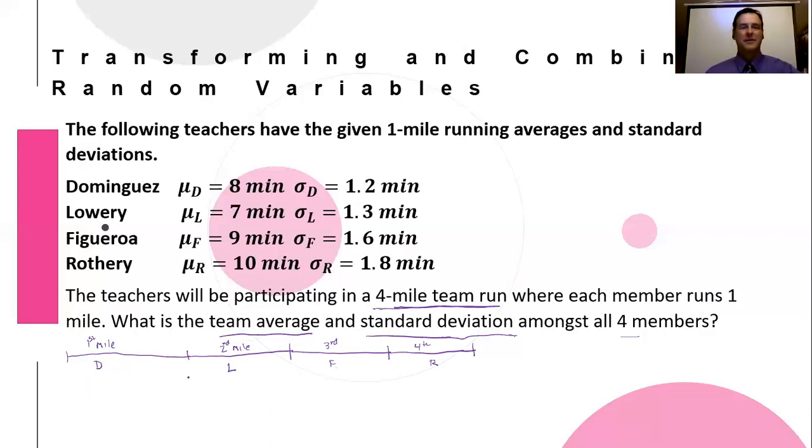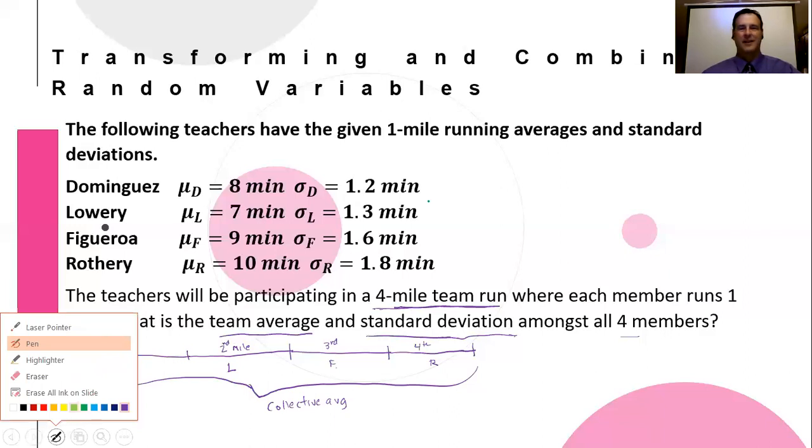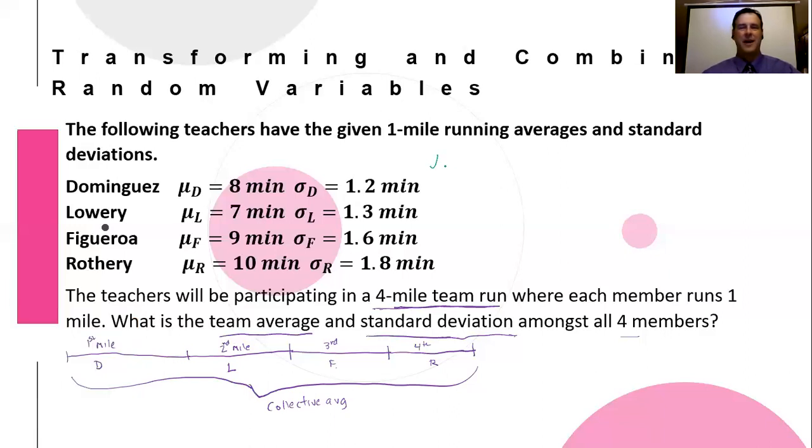What I want to know is the collective average time of the 4 of us. Now, when I say average, it's not the average 1 mile time, it's the average 4-mile time, because we're doing a 4-mile race, the collective average. This seems like a super intense problem, but it's actually pretty easy. Let me write this in a different color so you can see it more easily. If I want to know the average of this team time, which includes Dominguez and Lowry and Figueroa and myself, then all you do is take the individual averages per person.